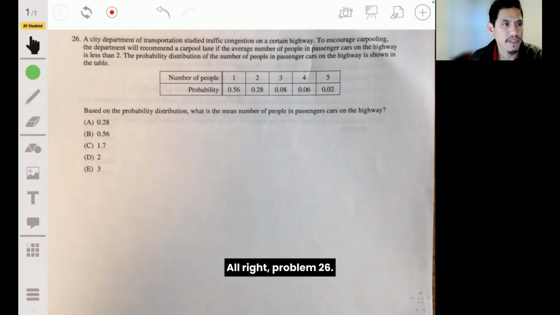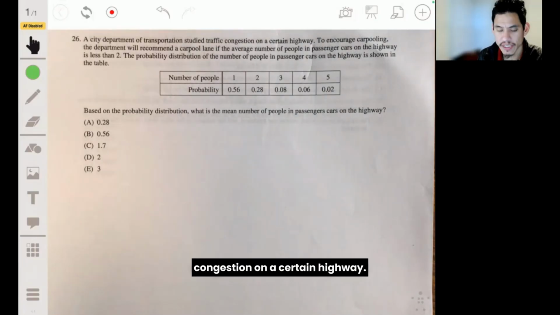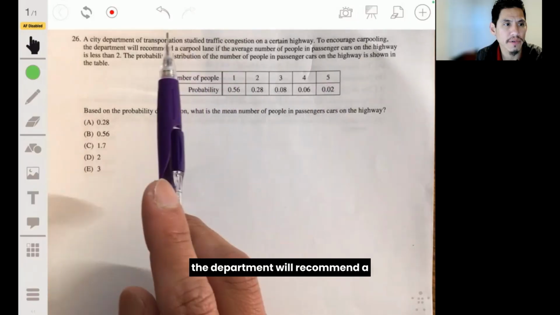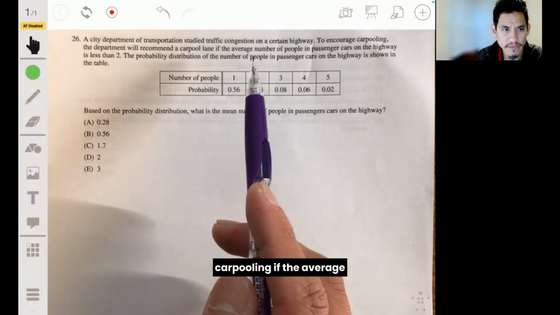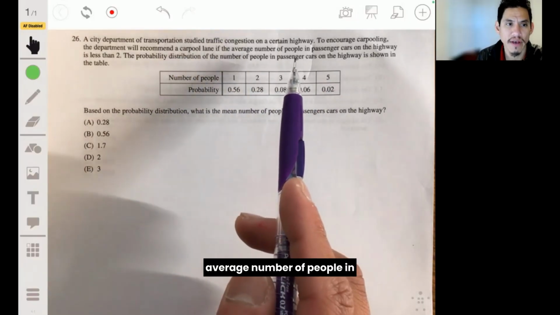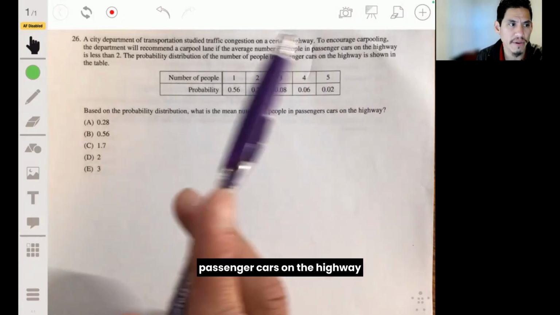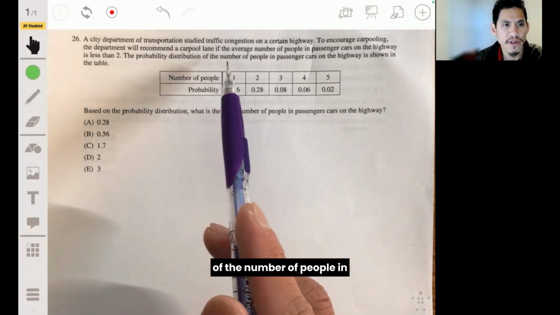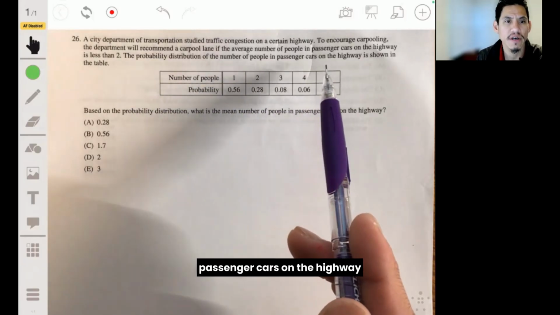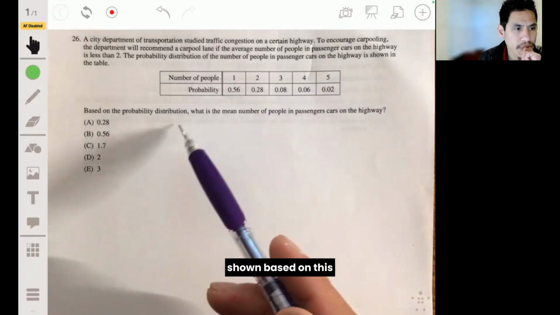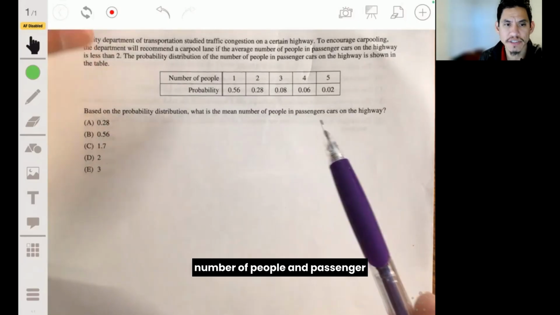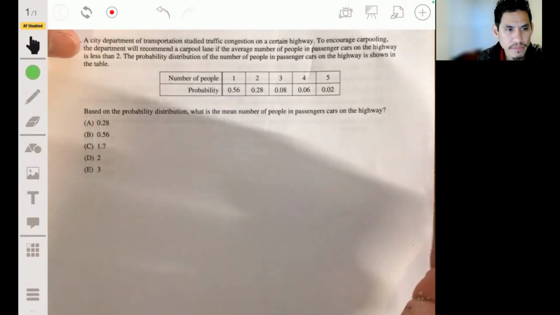All right, problem 26. A state Department of Transportation is studying traffic congestion on a certain highway, and to encourage carpooling, the department will recommend a carpool lane if the average number of people in passenger cars on the highway is less than 2. The probability distribution of the number of people in passenger cars on the highway is shown in the table. Based on this distribution, what's the mean number of people in passenger cars on the highway?